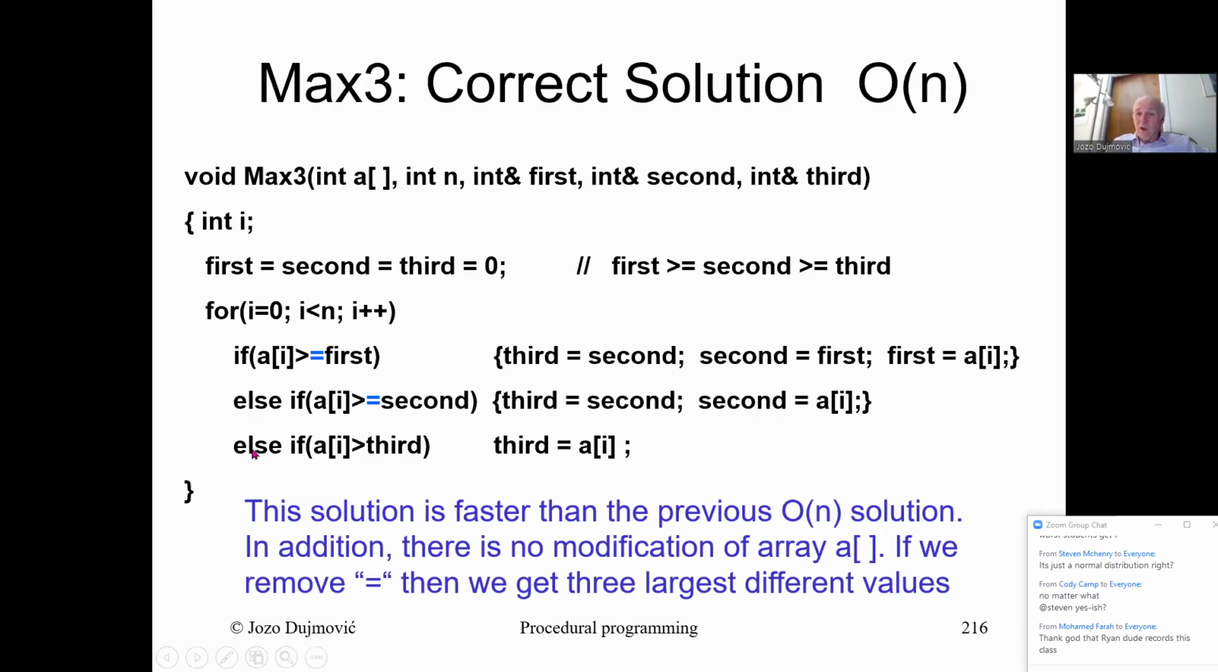So what is good here? The good news is that we are not modifying the array. The array stays as it is. So the information contained in the array is not ruined by shuffling, sorting, and something like that. It is unchanged, but we have the three largest values, and this is done in linear time. So it is a reasonable program. It is linear and gives me these three values, first, second, and third.